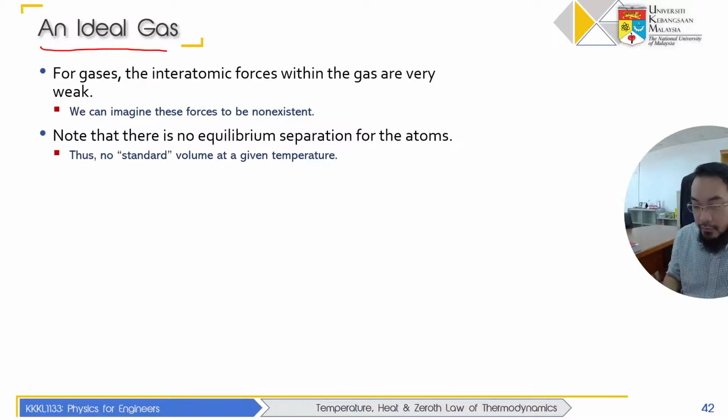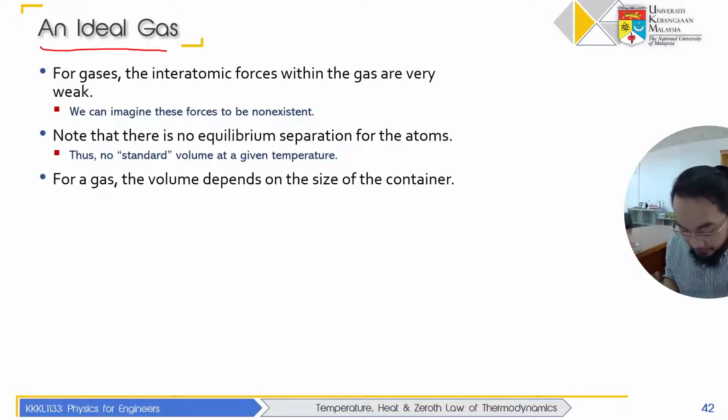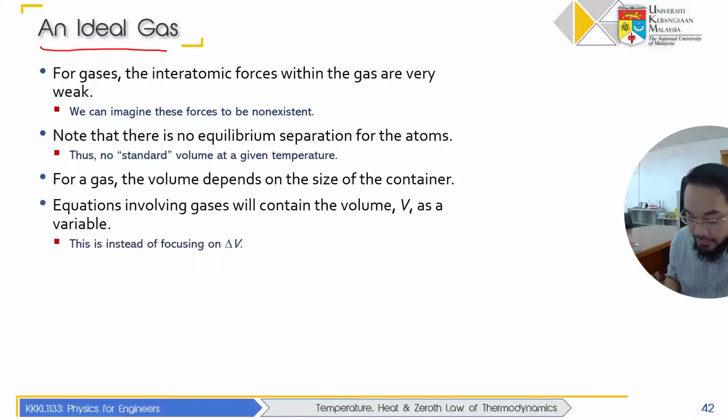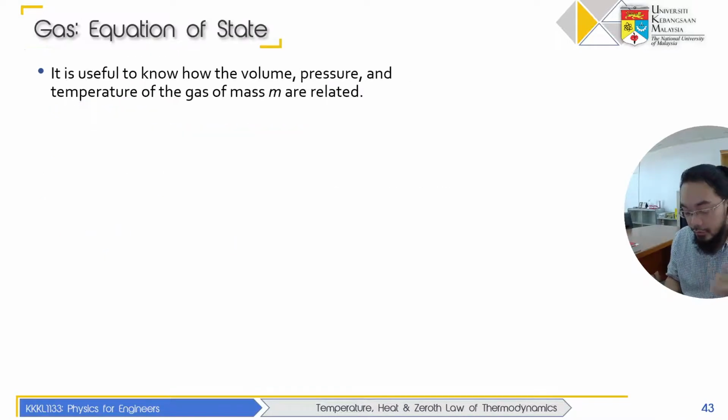So the volume of a gas depends not on temperature but on the container that contains it, or on the boundary. If the boundary is rigid and the shape of the boundary is a rectangle, then the volume is that rectangle. If it's inside the balloon, then it's the size of the balloon, and so on. For a gas, the volume depends on the size of the container. Equations involving gases will contain the volume as a variable, instead of focusing on delta V, which is the change in volume. When we are looking at an equation involving gas, we just need to know the volume, which is the volume of the container.